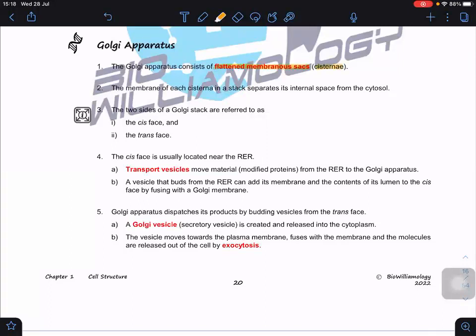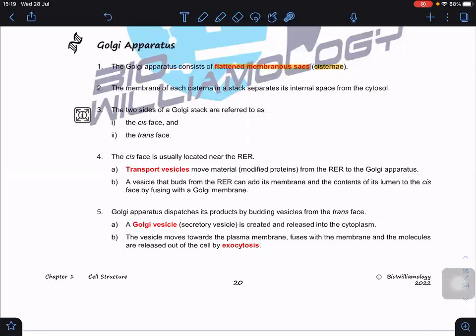So what's the difference between the Golgi apparatus and the ER? You look at the ER, they are interconnected, so the cisternae are interconnected. But for the Golgi apparatus, most of the time they are not interconnected. And the Golgi apparatus is formed by a stack, a stack that separates the internal space from the cytosol.